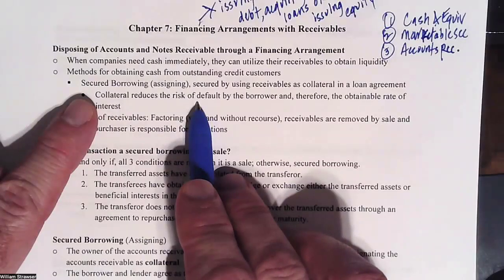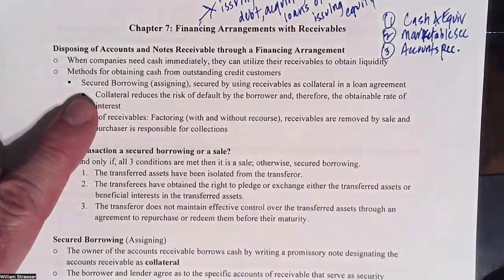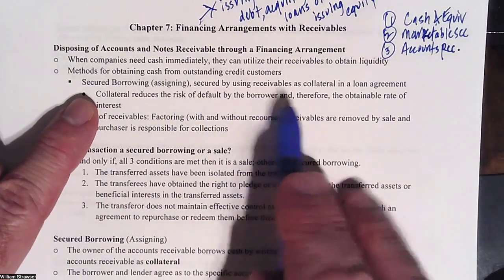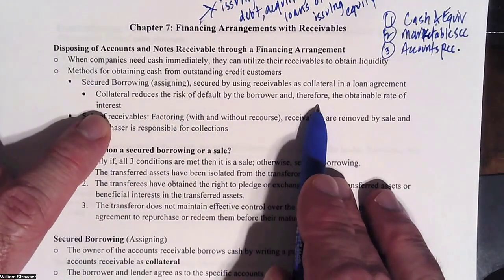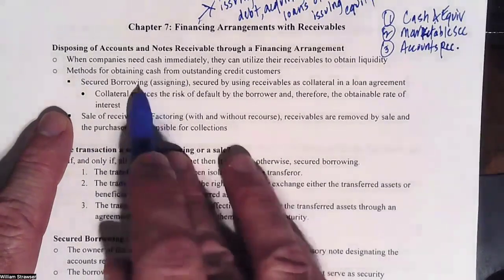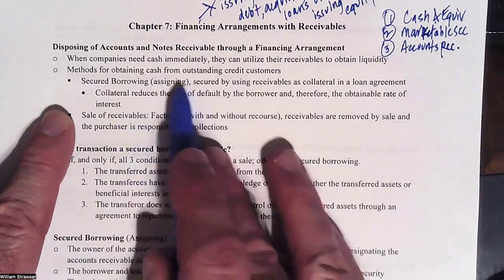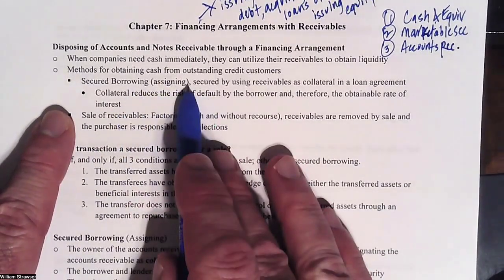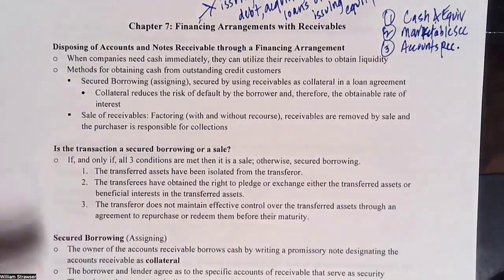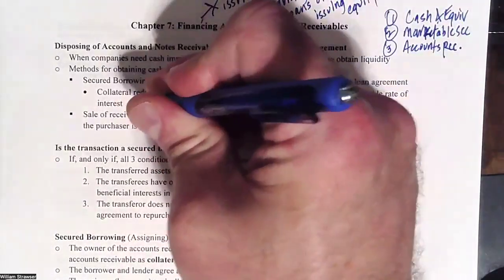You might ask yourself, well, why do they do this with receivables? Why not just borrow money? Well, collateral reduces the risk of default, and therefore you get a better rate of interest. The other transaction, instead of just pledging and assigning our accounts as collateral in a loan, is just to sell the receivables. And this is called factoring.